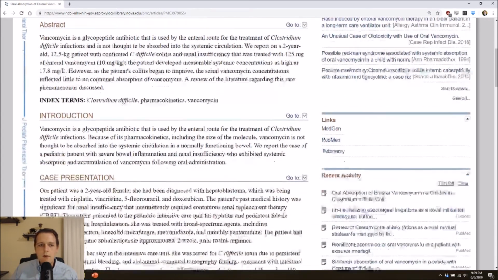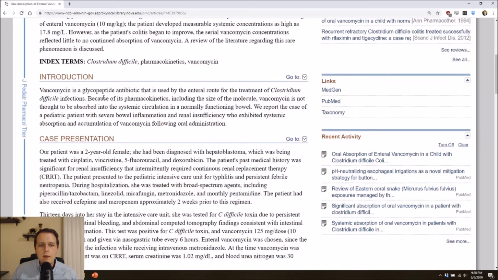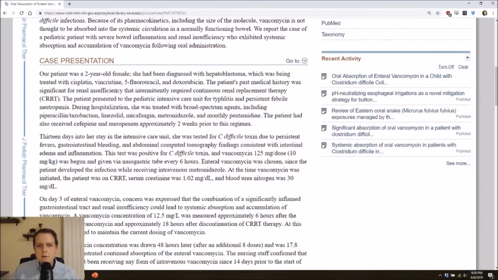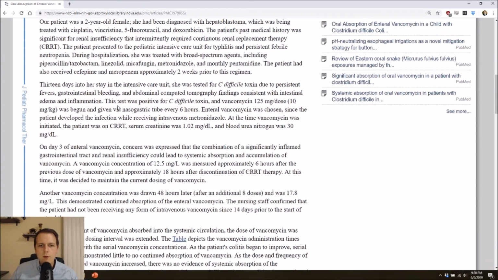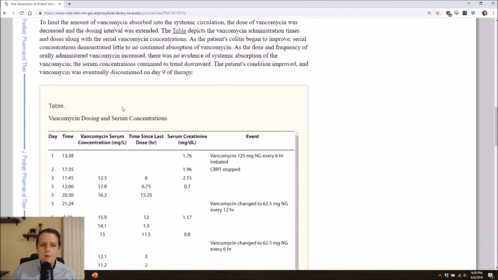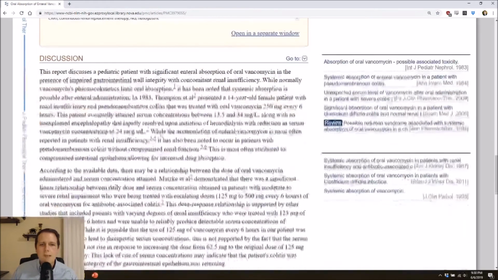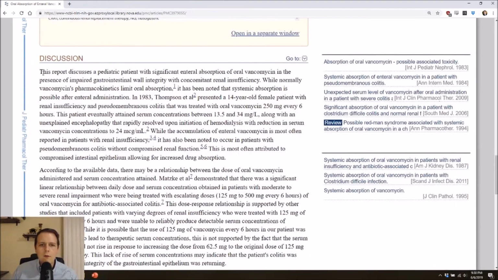And so one of the things you'll find is we include an introduction talking about why we think this was really interesting and why this is a unique, novel thing. We go through the case presentation, right? So we talk about what happened for the patient, the course of events here. And then we have some tables here talking about vancomycin levels, right? I don't want to bore you guys too much with this. But then finally, there's a discussion here.